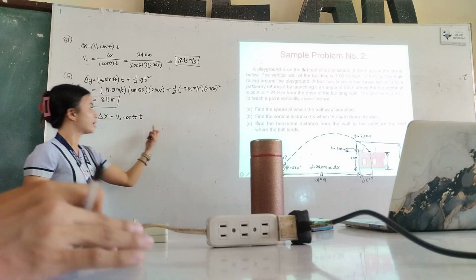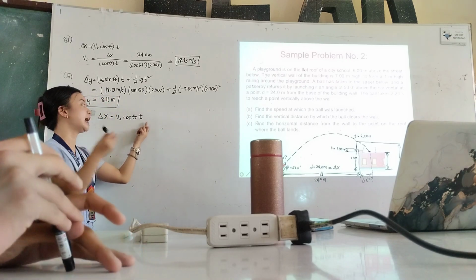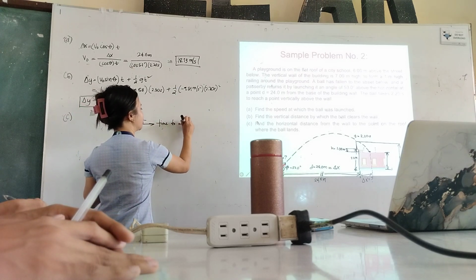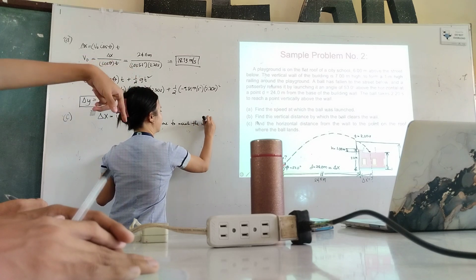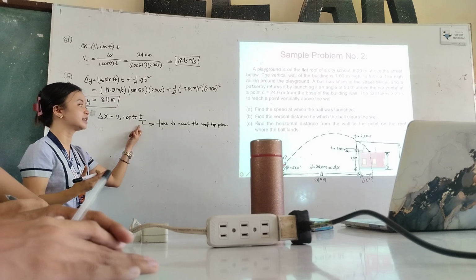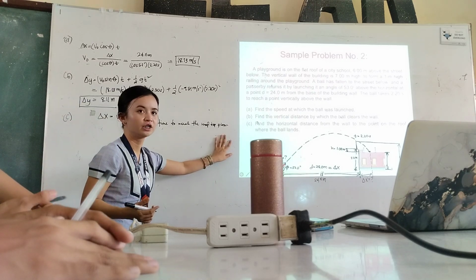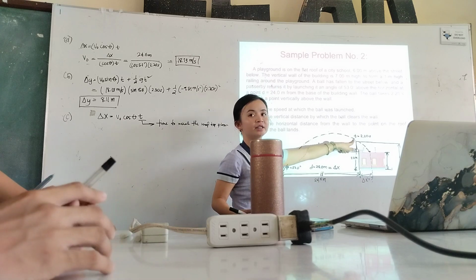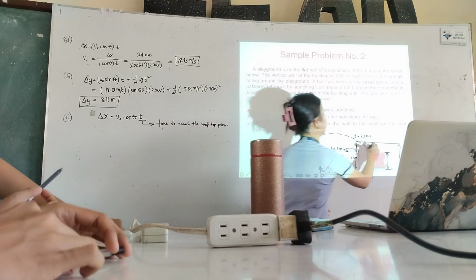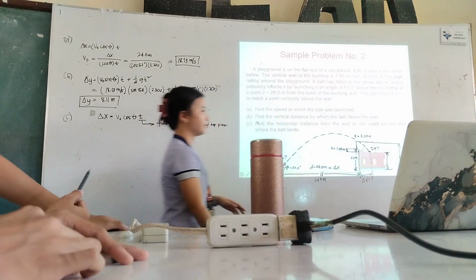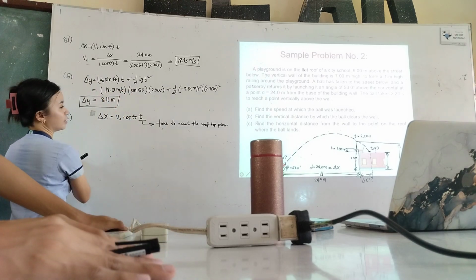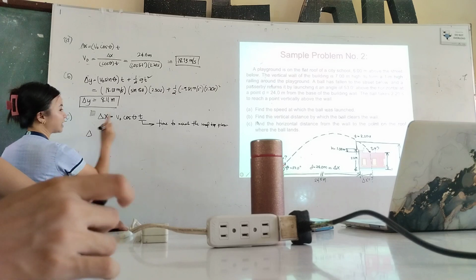So, we have to find first the time. Time to reach the wall. We have to find first the time to reach the rooftop floor. So, time. The answer should be more than 2.2 seconds. Must be more than 2.2 seconds. Correct.